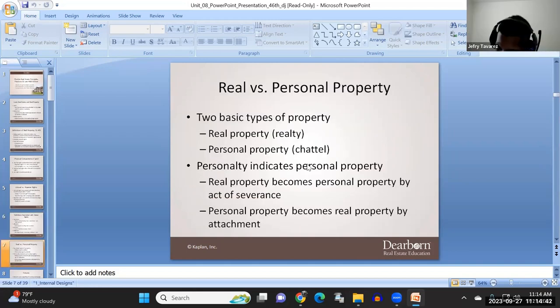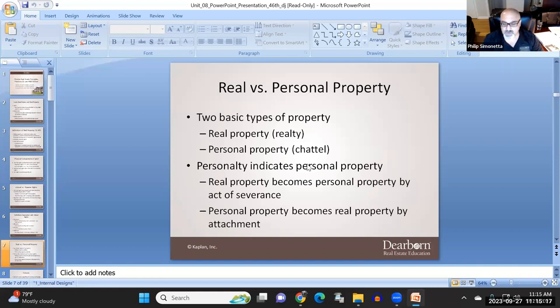Okay. So now we have to look at two different types of property. We have real property and we have personal property. There's two different types of property. So, two basic types. The real property is realty, and the personal property is known as chattel. You need to know that term. Chattel is personal property. You need to know that. Personality indicates the personal property.